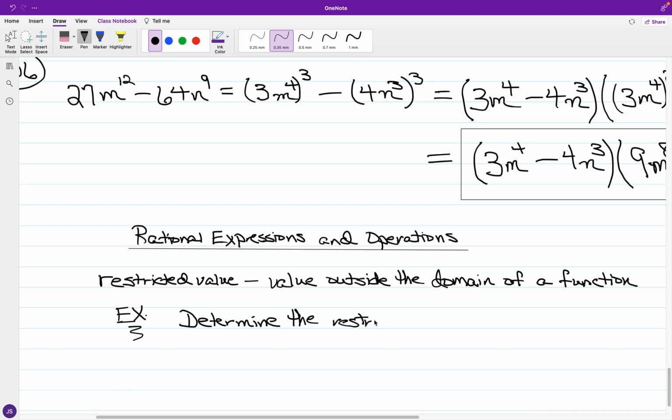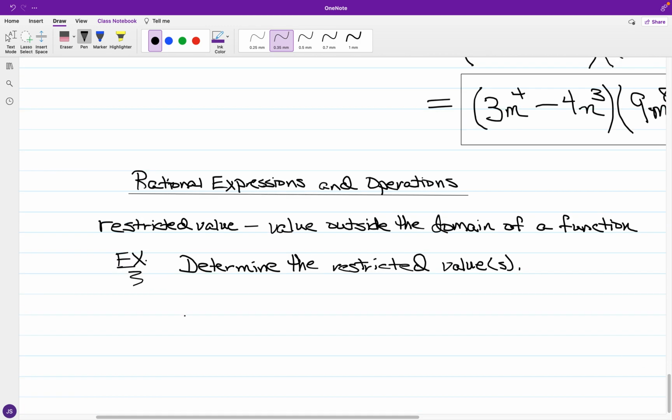And in the capacity of working with fractions or rational expressions. So if we're looking at determining the restricted value or values, let's say in case number 1 we have x plus 1 over x minus 4.